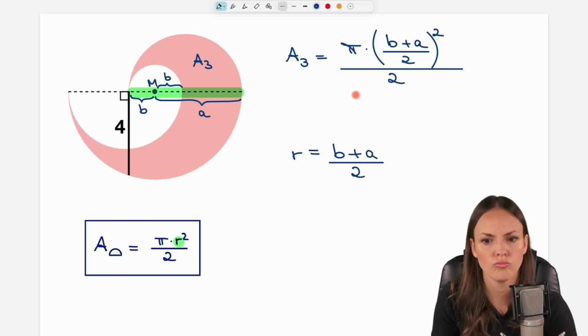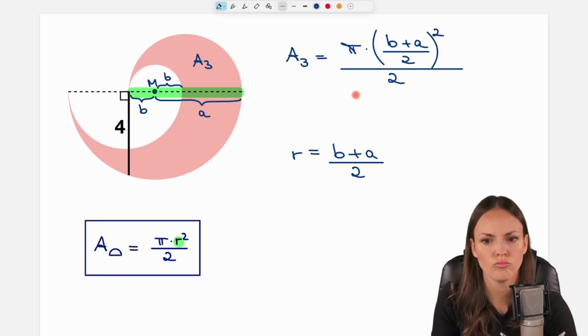Okay, we keep in mind this is our A3. We still need to find A4, the area of this tiny semicircle here. But we know the radius of this semicircle because this is just our B. So we have pi times, our radius is B, so we have B squared and divided by 2. So now we have A1, A2, A3, and A4.